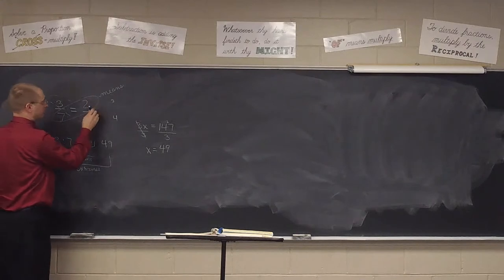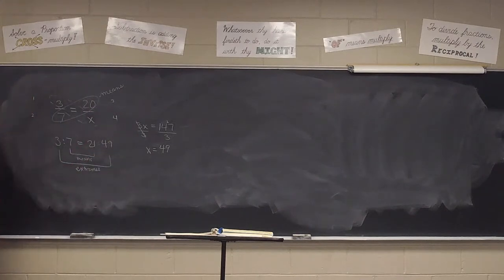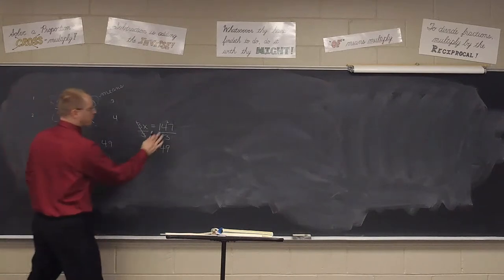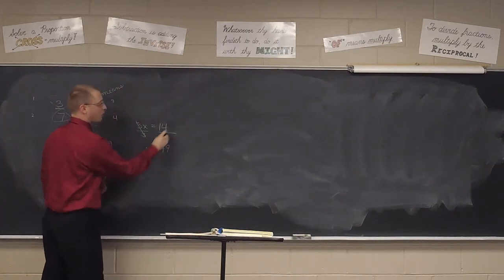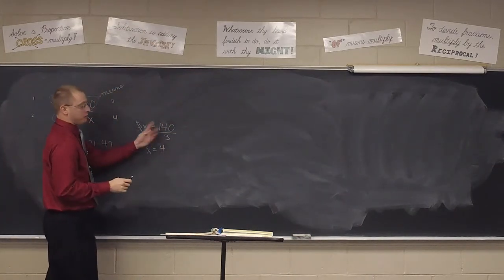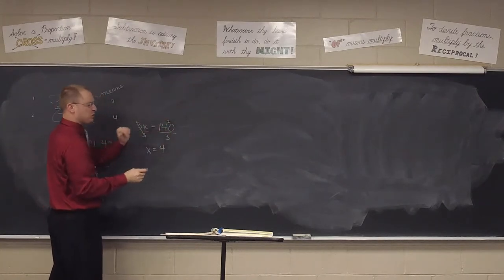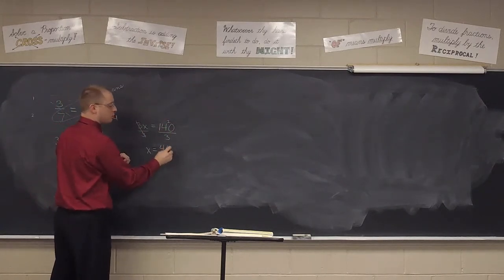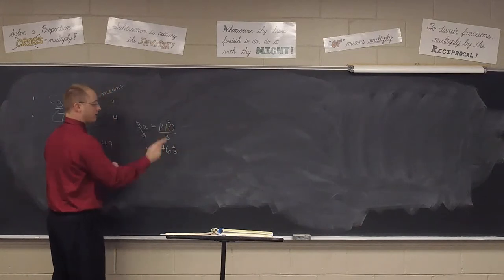But it kind of makes it hard now, right? Yeah. 7 times 20 would have been just 140. 3 still goes into 14 4 times with 2 left over. 3 goes into 20 six times with two left over.